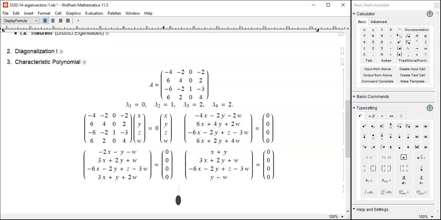So looks like we are getting x plus y equal to 0, or y equals negative x from the first line. No, x equal to negative y, that's going to be a little bit better. y minus w is equal to 0 from the last line. So w is equal to y.